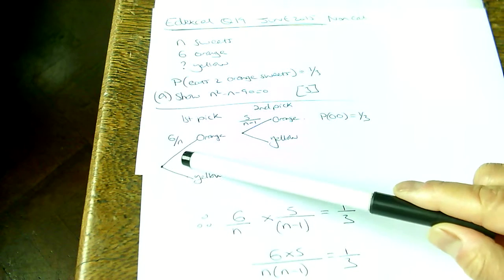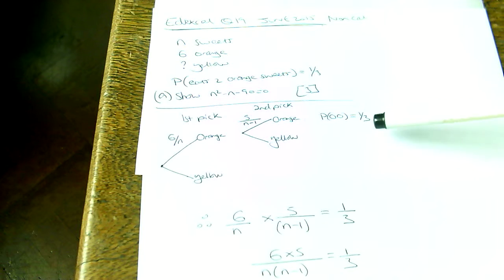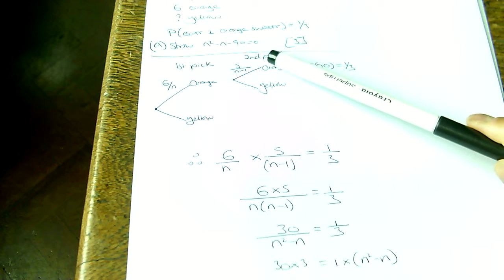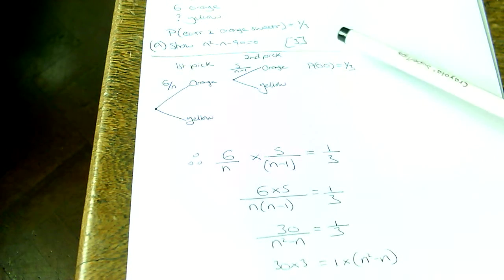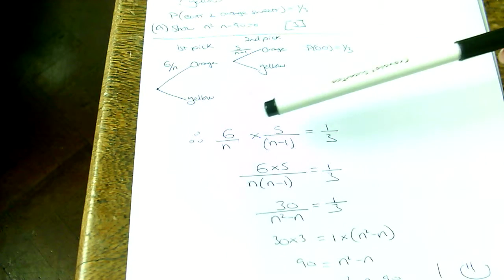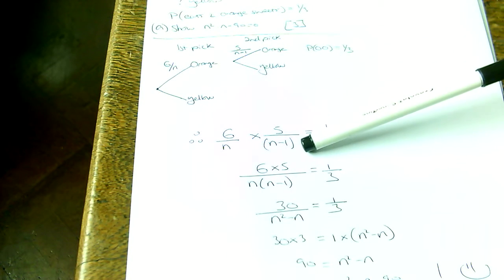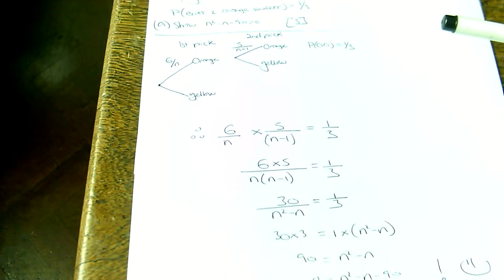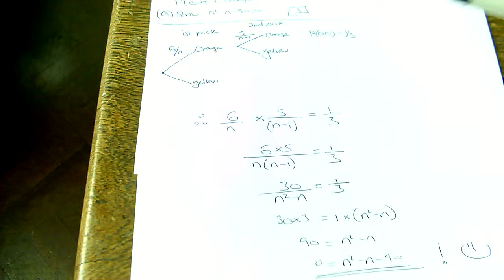So I said, well, if I'm multiplying going across my tree diagram, and it's equal to a third, I can set up my fractions and my calculations. So this is what I did. I did 6 over n times 5 over n minus 1 equals a third there. And that's what I ended up with. And then with your fractions, multiply your tops together, multiply your denominators together. So I've got 6 times 5 is 30. And I've expanded the bottom as well. So I've got n squared minus n.